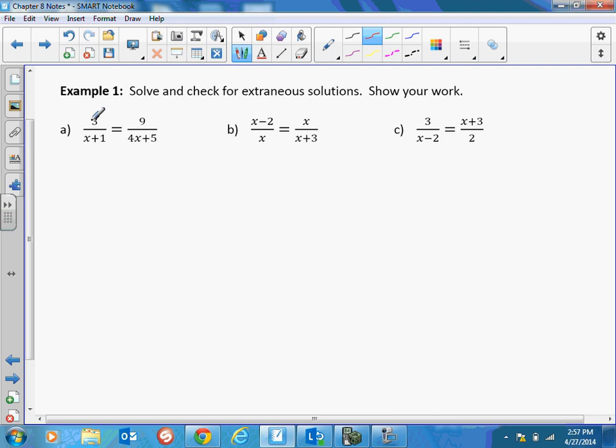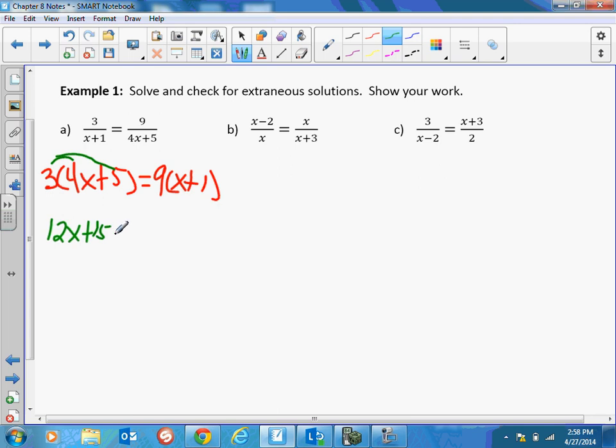So to cross multiply and solve, you got 3 times parentheses 4x plus 5 equals 9 times parentheses x plus 1. Then you distribute, and you have 12x plus 15 equals 9x plus 9.